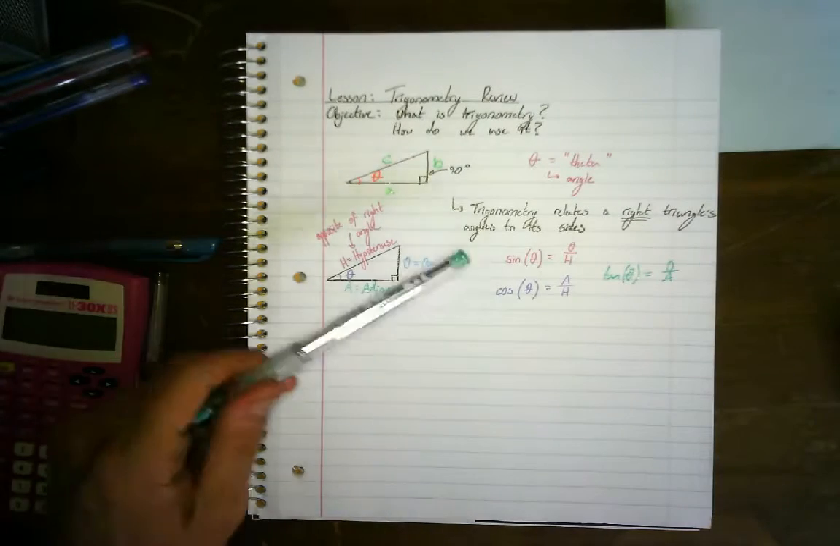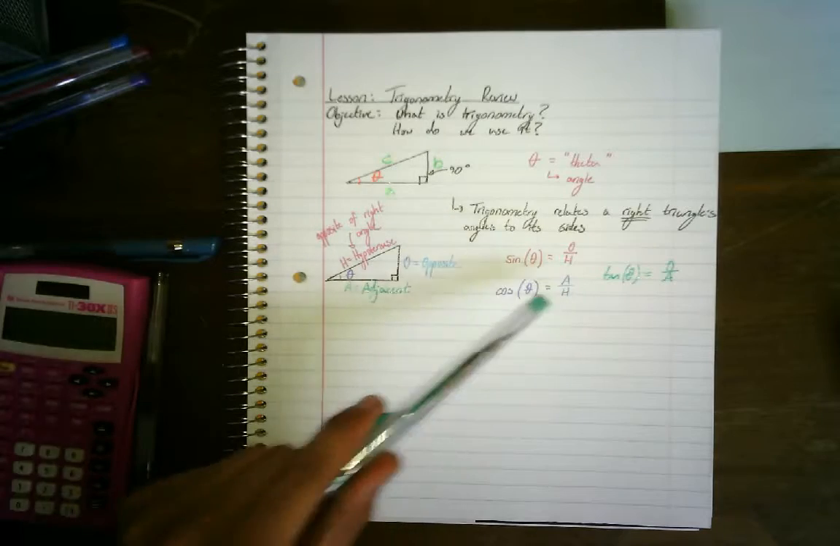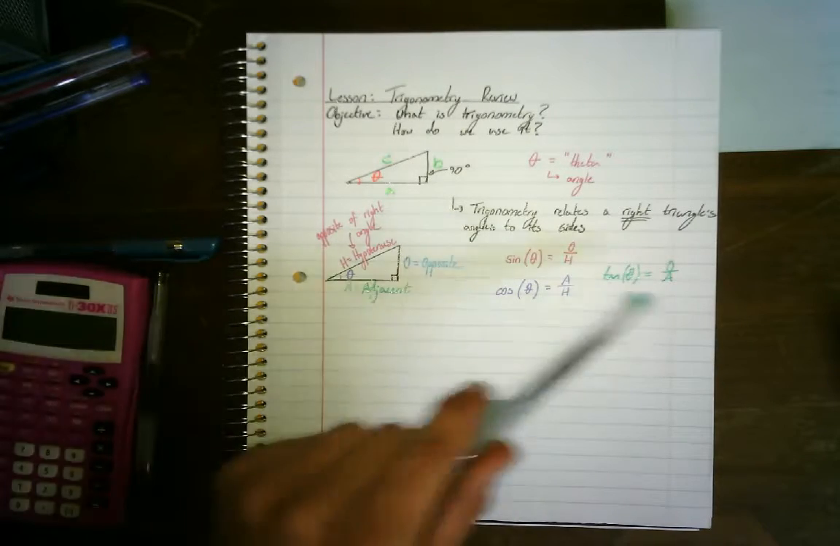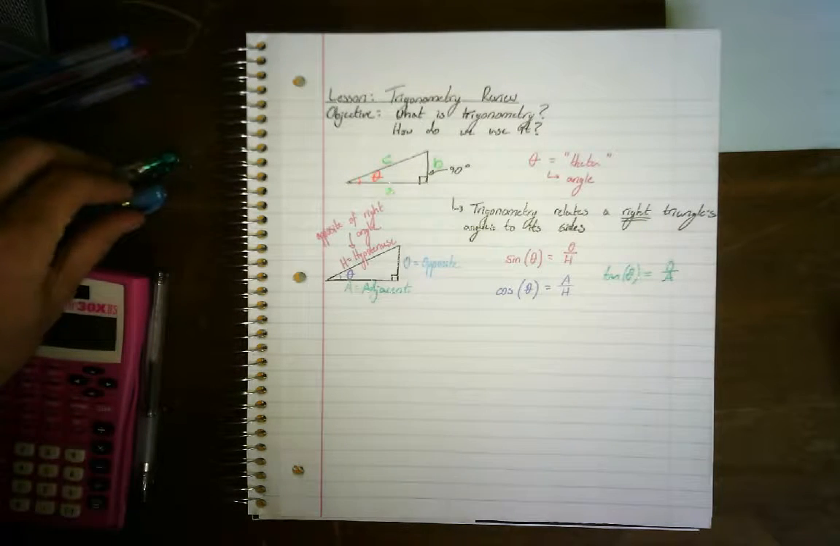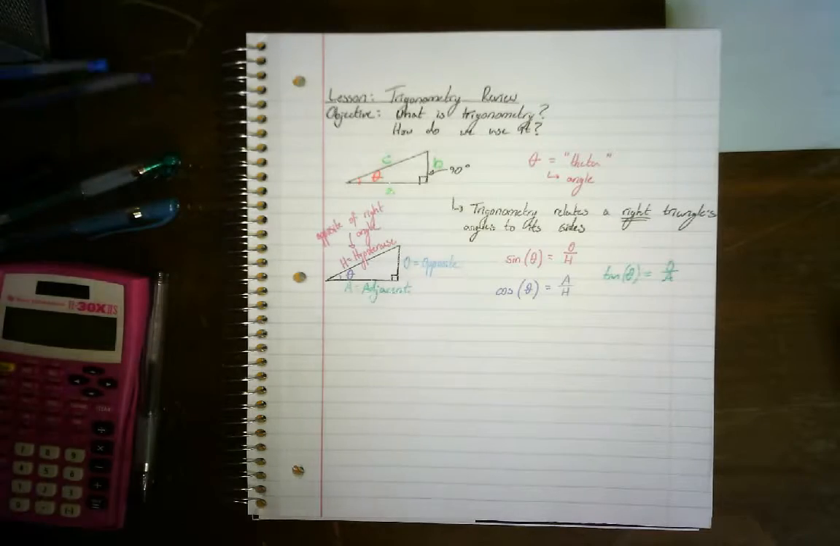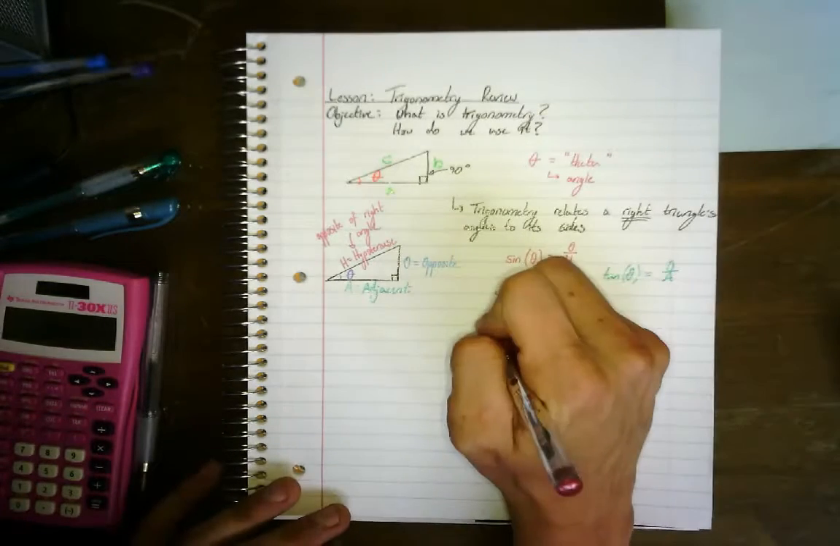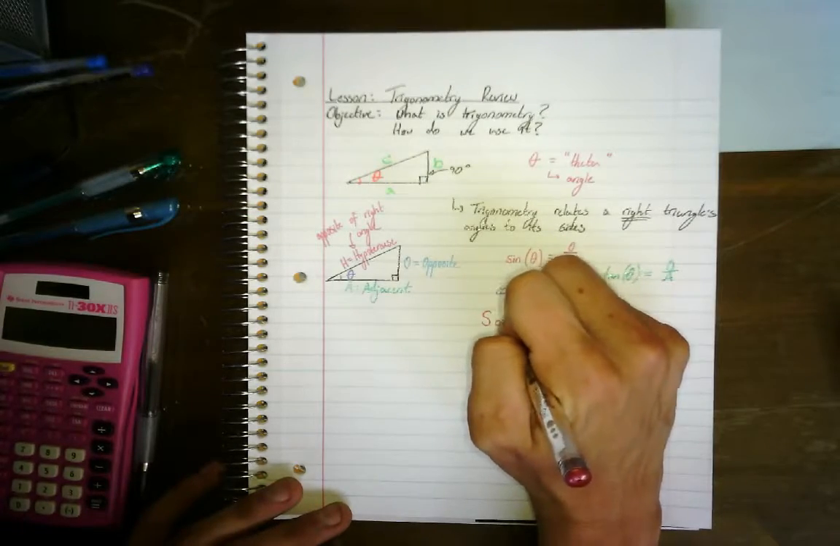So we have the sine is the opposite over the hypotenuse, the cosine is the adjacent over the hypotenuse, and the tangent is the opposite over the adjacent, okay? So we're going to have one little shortcut to remember this, a little mnemonic, and we call it SOHCAHTOA. So the sine is the opposite over the hypotenuse.